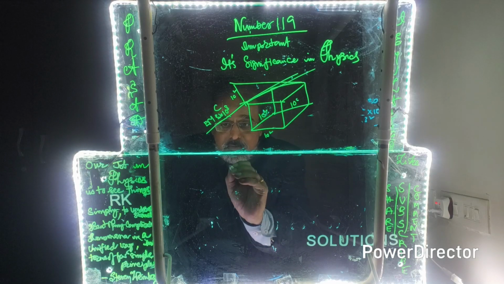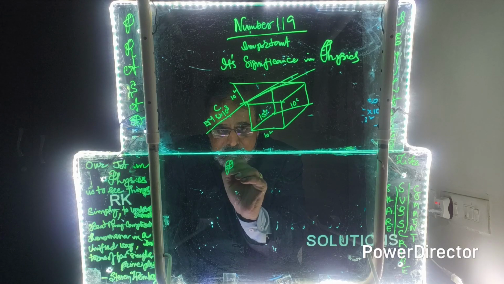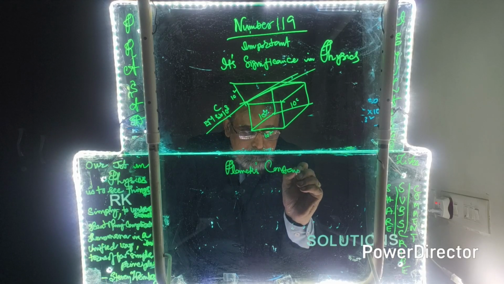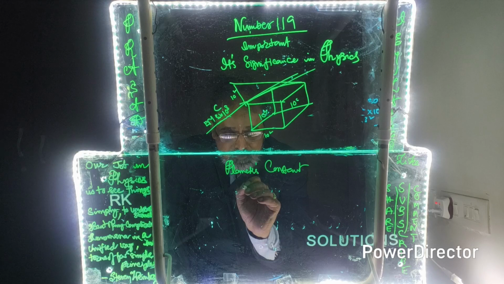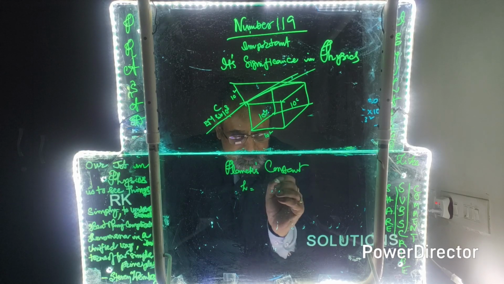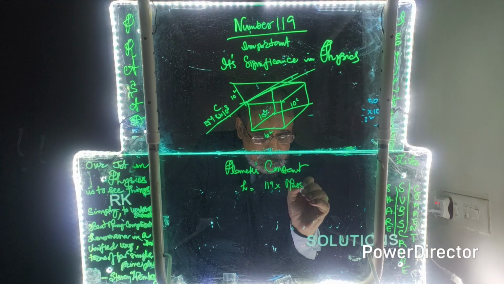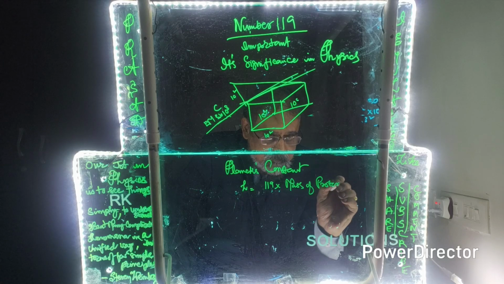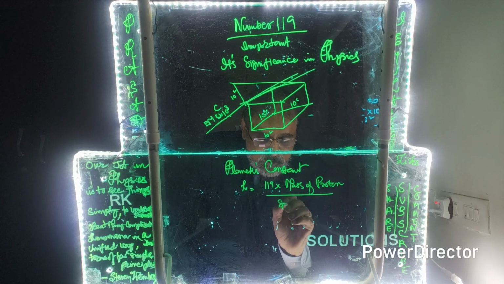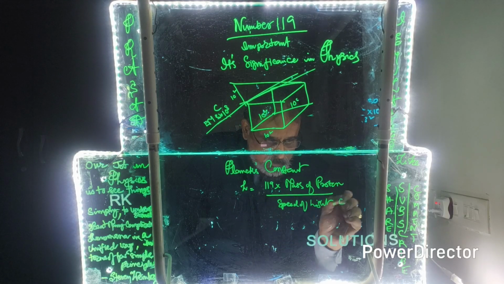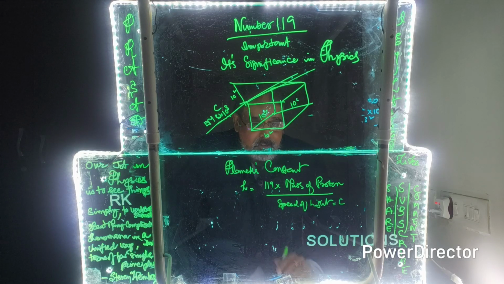Now, when I stumbled upon Planck's constant, I found that h is equal to 119 times the mass of proton divided by the speed of light. So here I got my first 119.